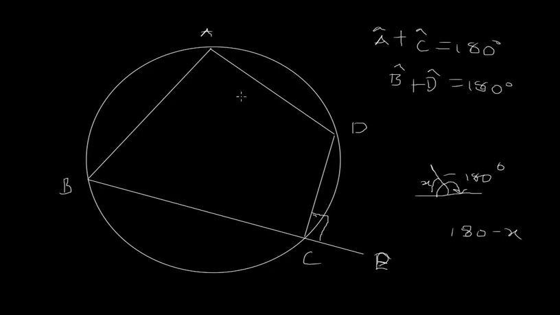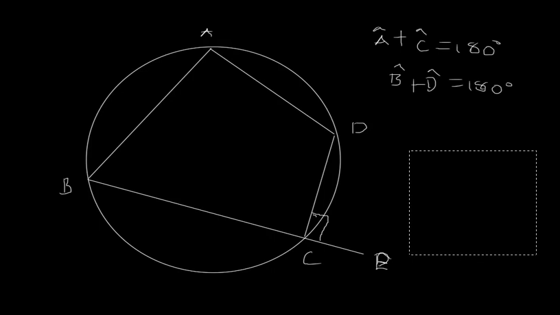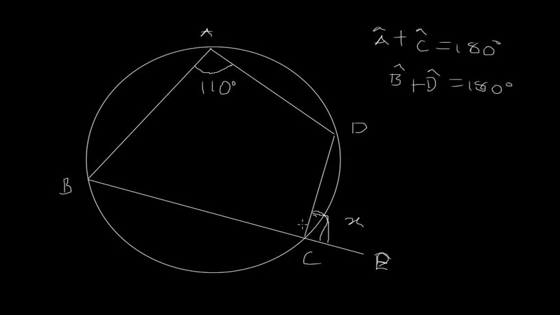So similarly, when we have such a looking figure, and we are asked to find angle DCE, let's name it x, and we've been given this angle A to be 110 degrees. How do you find angle DCE? How do you find x?